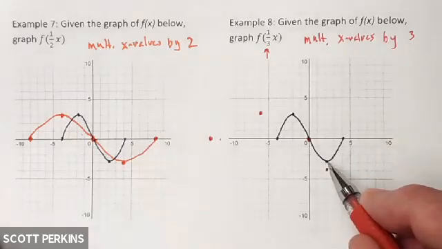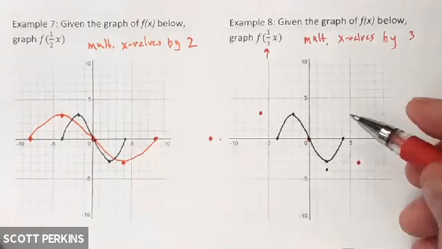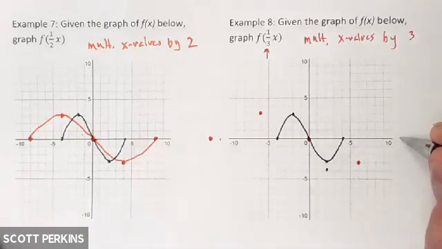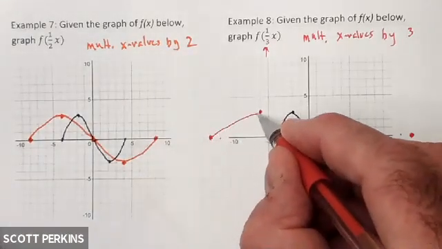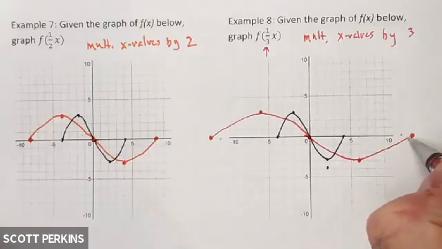So this next x value is 2. So 2 times 3 is +6. So I put a point at +6. And then the last one is 4. 4 times 3 is 12. So 10, 11, 12 right there. And so here's my super stretched out wave. There we go.